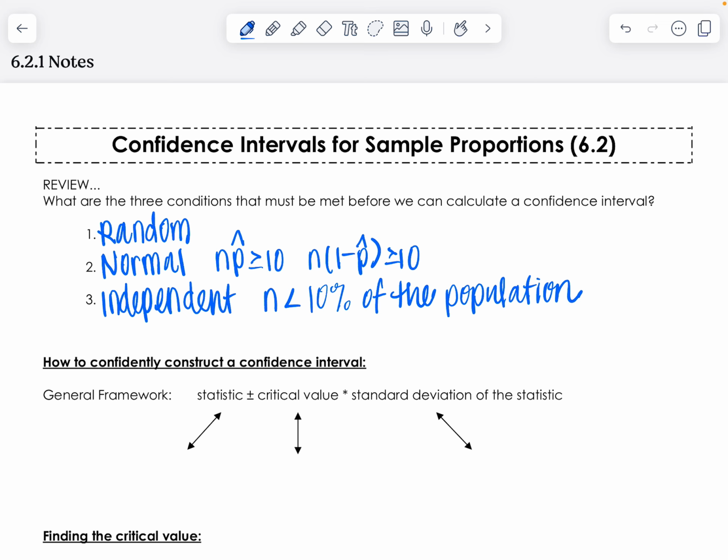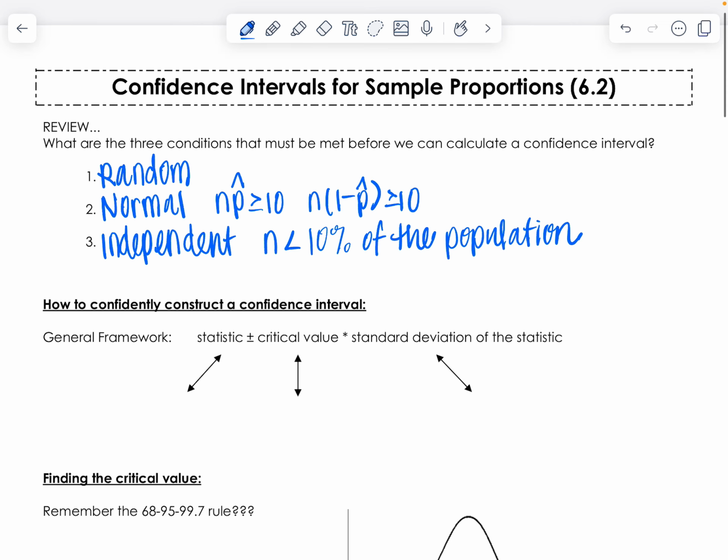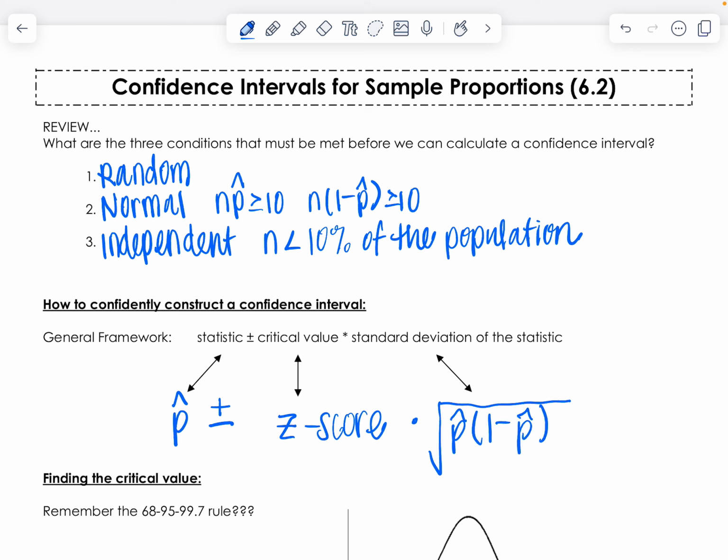All right, and so when we start using that general framework, remember you've got your point estimate, your statistic, which in this case is p hat, plus or minus a critical value. That critical value is a z-score. Yep, you heard me right. Z-score, that's coming back, times the standard deviation, which we learned in our last unit for our statistic, is the square root of p hat times 1 minus p hat over n.